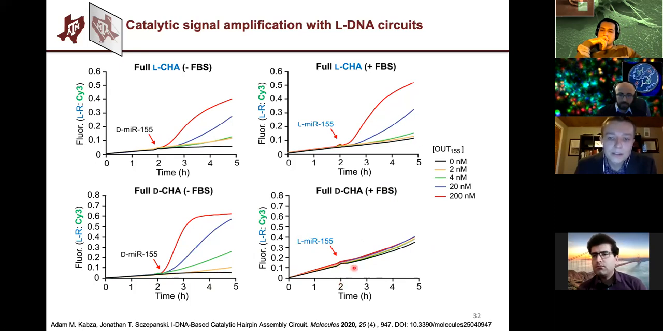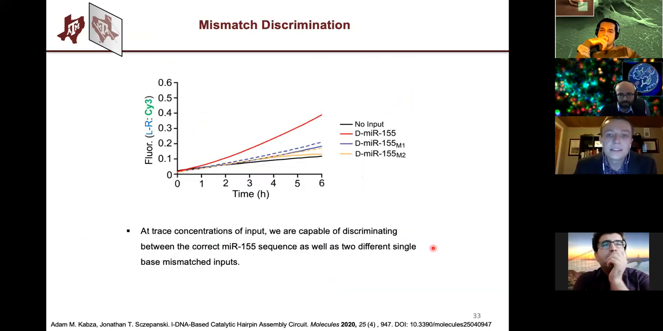There's a small bump here. It's from a concentration change as I increase the volume of the reaction. And so, we were really happy with these results. Obviously, they worked in FBS, whereas the D didn't.